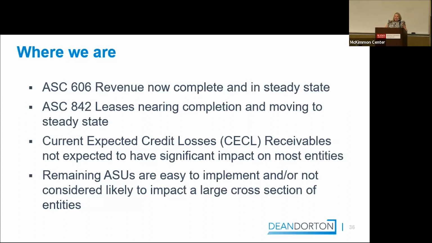CECL is coming, so current expected credit losses on receivables. Not a huge impact on most entities, but something you will have to analyze. That's coming for 2024. Brittany's going to talk about it ever so slightly later. And then there are other ASUs out there. They're what we'll call the fairly easy to implement. Maybe they don't hit a ton of people, but there are other ones out there. So don't sit here and say, well, Megan didn't say anything else. We're covering the high level stuff here.